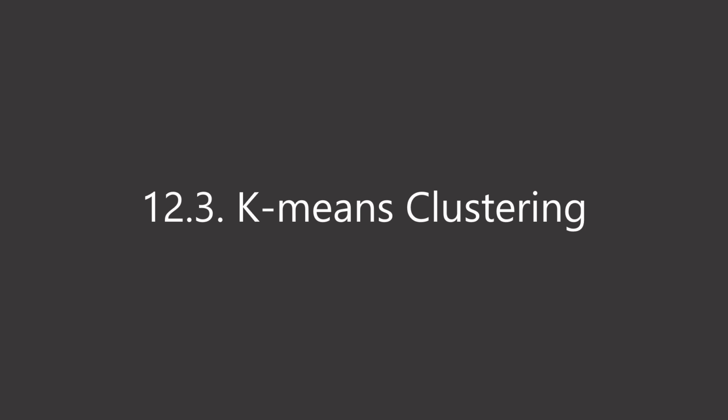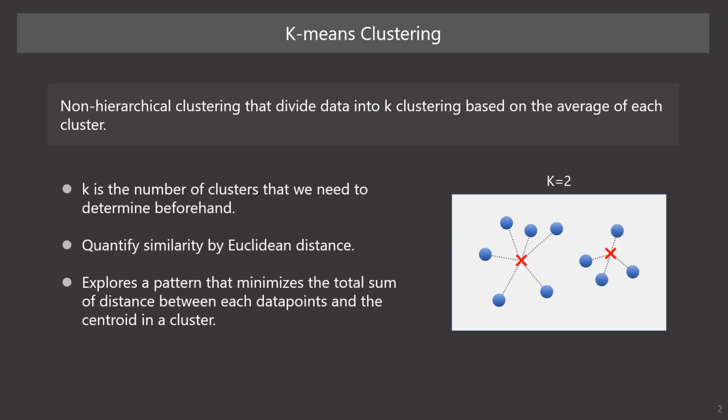Chapter 12: K-means clustering. In this section, I will explain K-means clustering, which is the most popular clustering algorithm. K-means clustering is a type of distance-based clustering. It quantifies distance by Euclidean distance. K-means clustering is a non-hierarchical clustering that divides data into K clusters based on the average of each cluster.